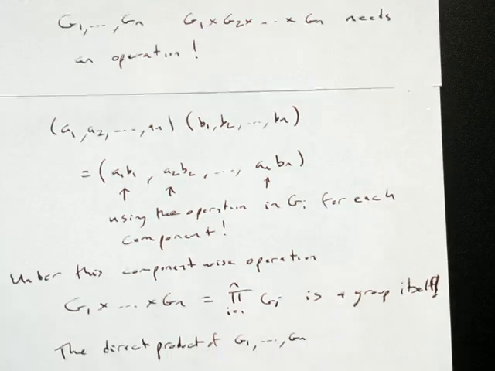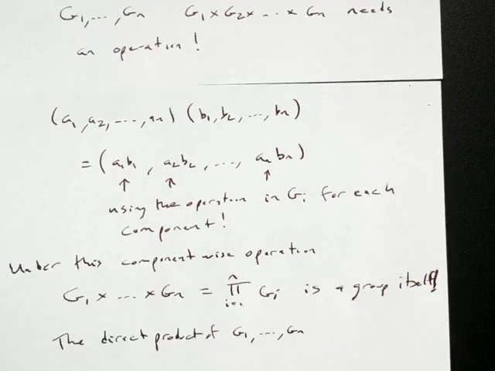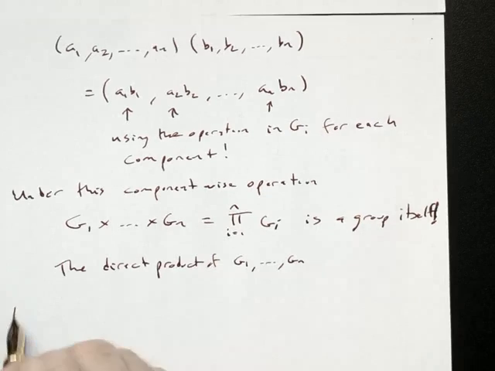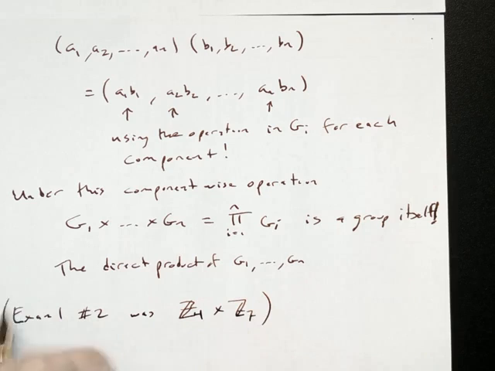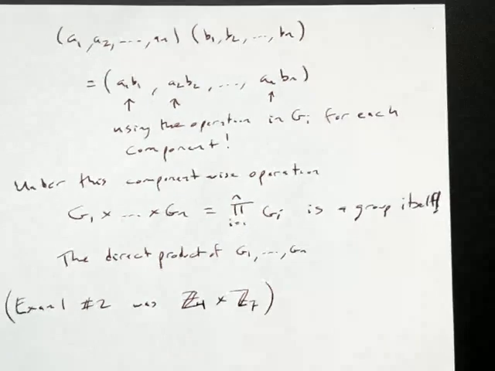And we're going to call the resulting group the direct product of the groups that make it up. So in our exam, we had the direct product of Z4 and Z7. Questions?